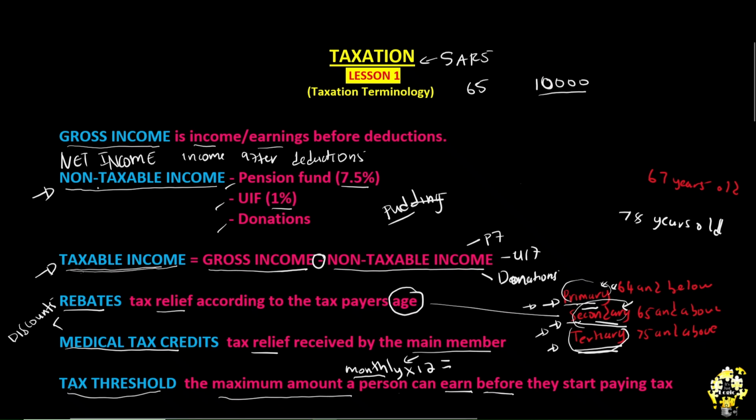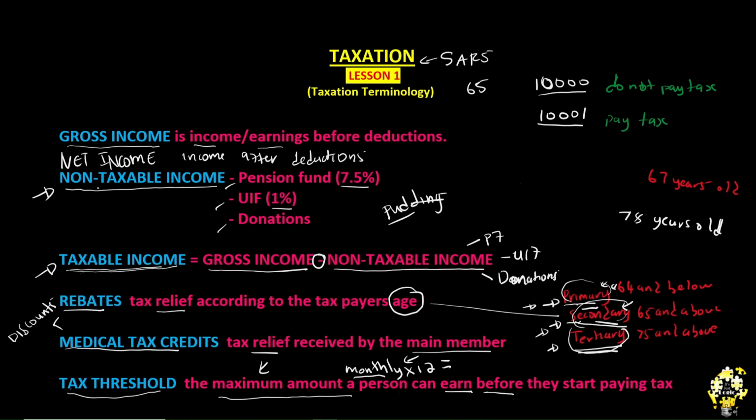This is what appears under your tax threshold: do not pay tax. Then when do I start paying tax? You start paying tax when you start earning 10,001. Why? Because now 10,001 is above the maximum. Remember, the maximum is 10,000. So if you start earning 10,001, now you are above. Now you qualify to pay tax. Now you start paying tax.